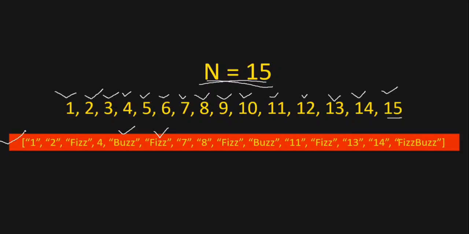Now how can we solve this problem? We can solve this problem pretty easily. We will run a loop from 1 to the given number, and we will check if the current number is a multiple of 3, then we will print Fizz. If the current number is a multiple of 5, then we will print Buzz. If the current number is a multiple of both 3 and 5, then we will print FizzBuzz. If the current number is not a multiple of 3 or 5, then we will print the number itself.